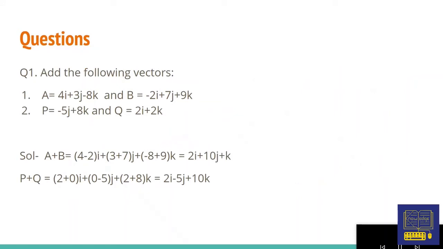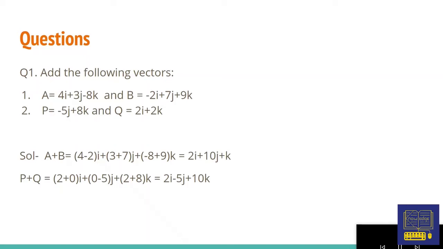Moving on to questions. First question. In this question, we have to add the following vectors. A = 4i + 3j - 8k and b = -2i + 7j + 9k. I guess you are familiar with the i, j and k cap vectors. These are unit vectors representing x, y and z axis respectively.